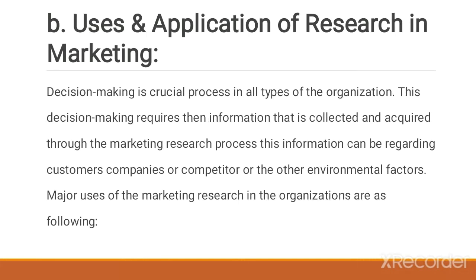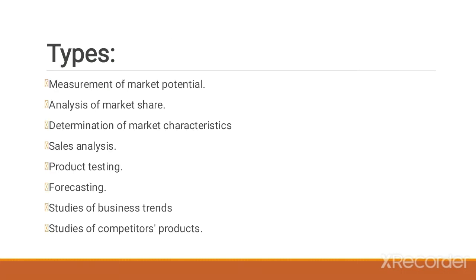Uses and application of research in marketing. Decision making is continually processed in all types of organizations. This decision making requires information that is collected and acquired through the marketing research process. This information can be regarding customers, the company, competitors, or other environmental factors. Major uses of marketing research in the organization are as follows: measurement of marketing potential, analysis of market share, determination of market characteristics, sales analysis, product testing, forecasting, study of business trends, study of competitors' products.